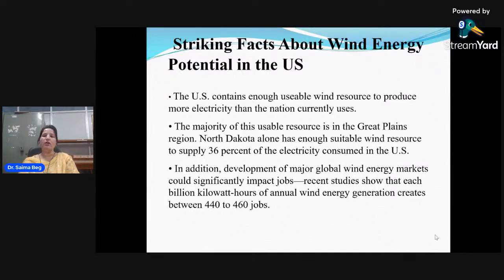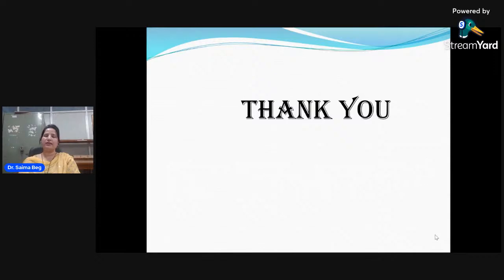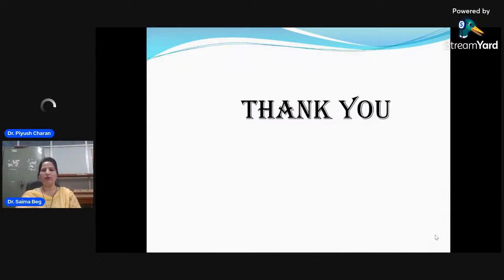In addition, the development of major global wind energy markets could significantly impact jobs. Recent studies show that each billion kilowatt hours of annual wind energy generated creates between 440 to 460 jobs. I think this will be enough for you to know about wind energy, wind power.